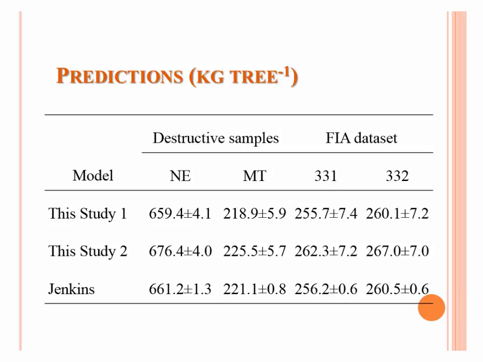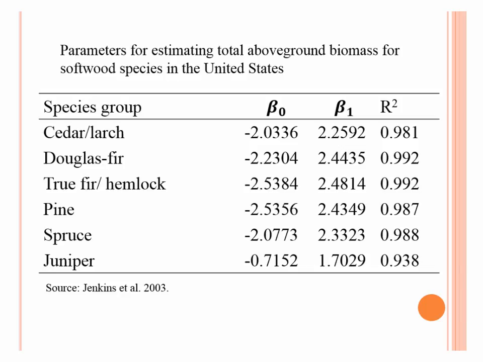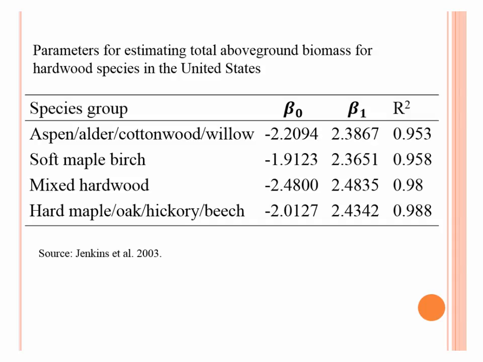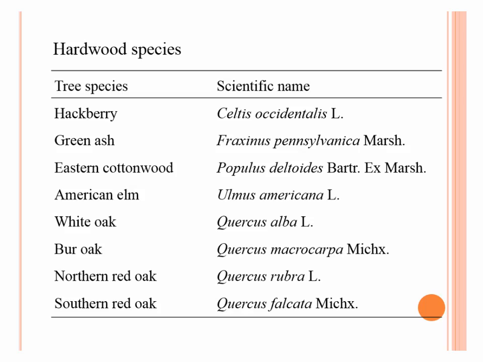We take a risk and use Jenkins coefficients developed for different species groups. In this case for softwood, we have the coefficients. The same for hardwood, different species group, the coefficients. And we select 16 species, 8 hardwood and 8 softwood.